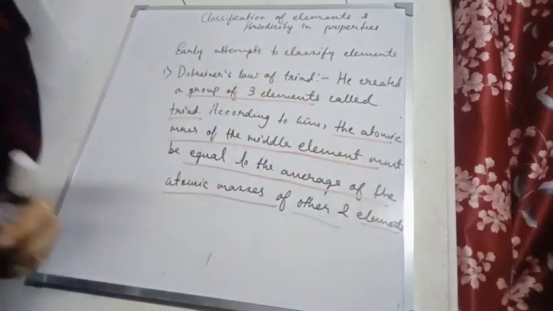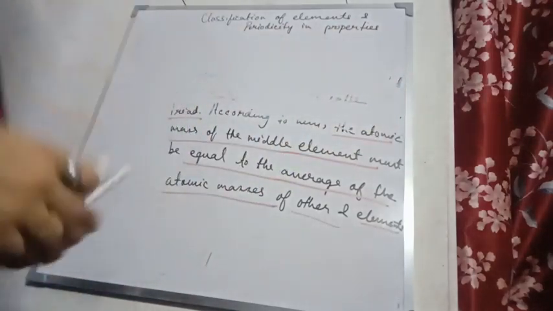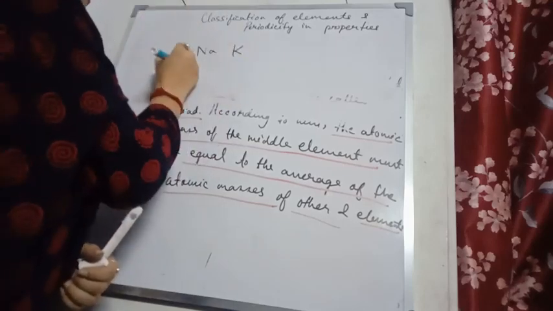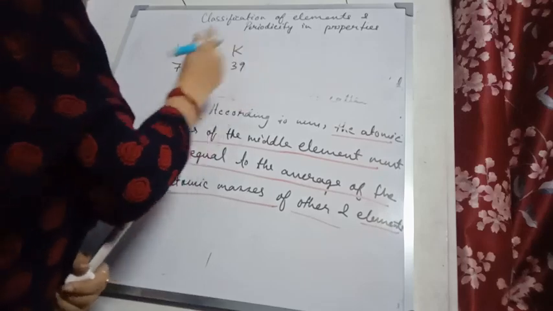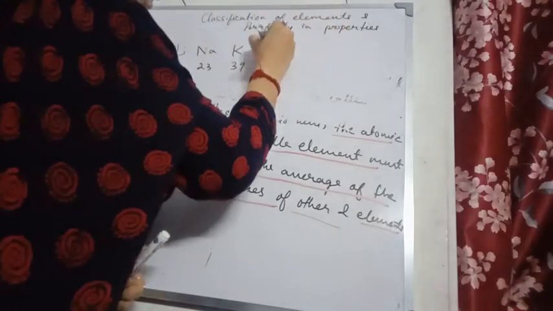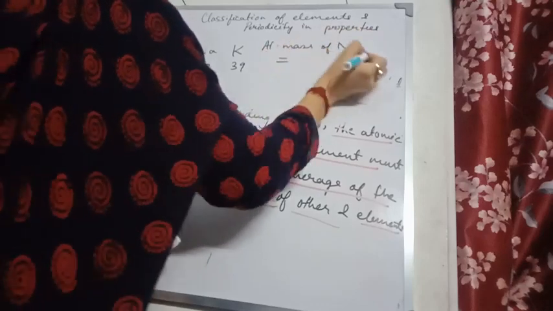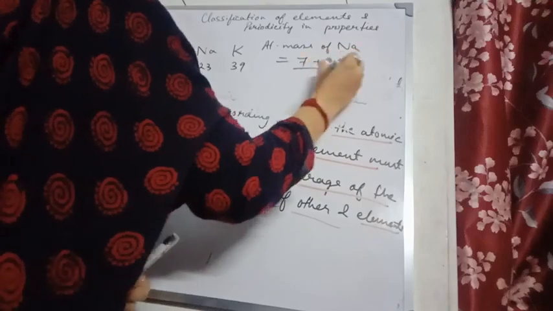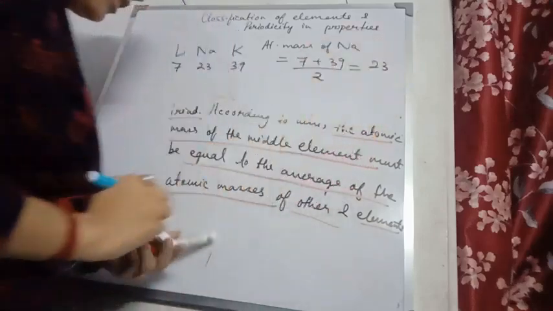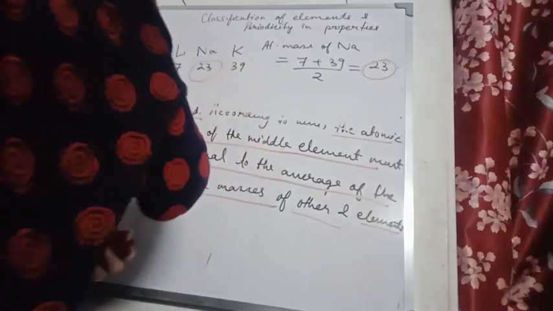Okay, for example, he grouped lithium, sodium, potassium together. Lithium's mass is 7, sodium's mass is 23, and potassium's is 39. If I apply Dobereiner's law to this group, then what should I write? Atomic mass of sodium is equal to 7 plus 39 by 2. Okay, this is the average, right? And this equals 23. So here Dobereiner's law was followed. Right? It's exactly equal.